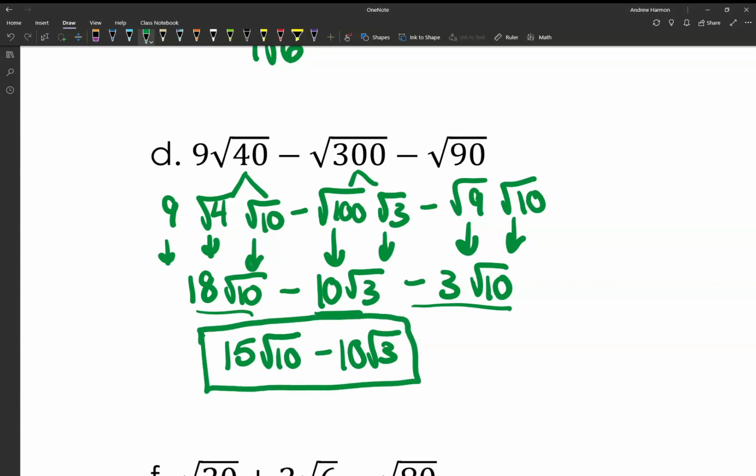So it takes that whole concept of simplifying radicals, and then we're combining like terms basically from there, once everything's simplified. Alright, a couple more examples here.